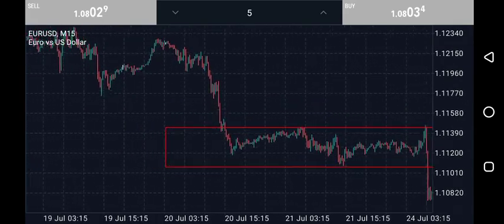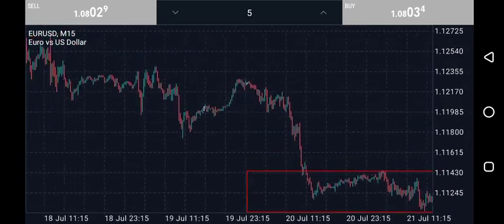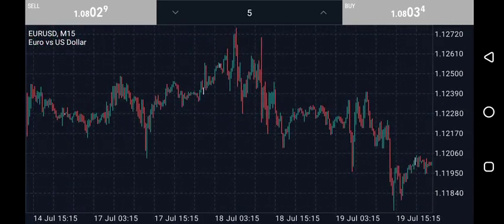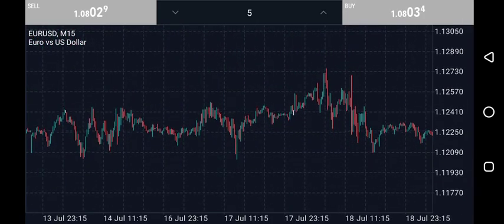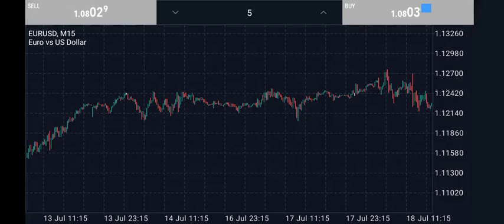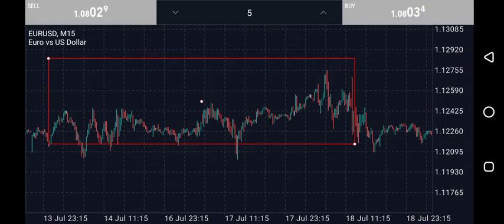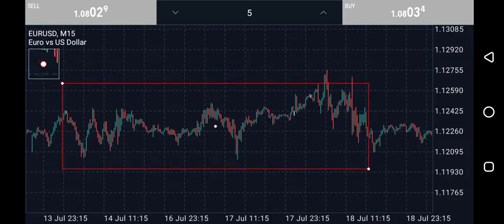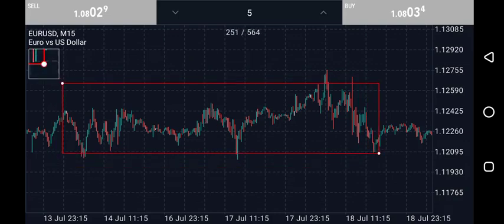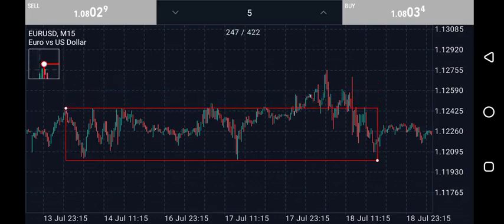Once you see the market moving like this, the market is building liquidity. Let's see whether we can spot another zone. You can see this whole box here. This whole zone here is one huge pile of liquidity.